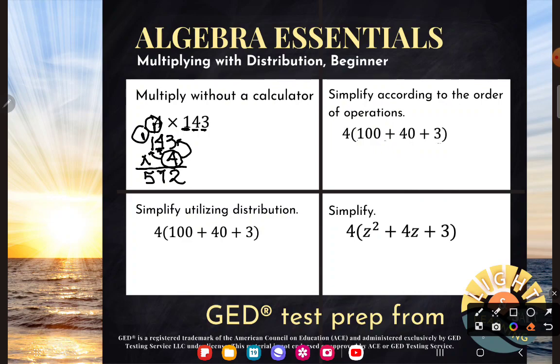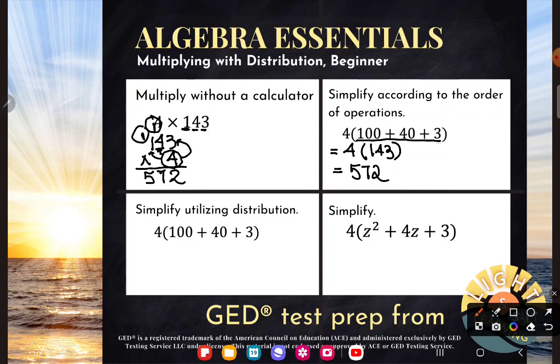But I want to show you how if we simplified this by the order of operations, we'd get the same answer. Because if we did the order of operations, we would deal with the groupings first, right? 100 plus 40 plus 3, of course, is just 143. And if I were to multiply that by 4, well, we already did that work. 4 times 143 was 572. And you can do it in your calculator if you're struggling to believe me. I realize, I get it. We have trust issues around here.